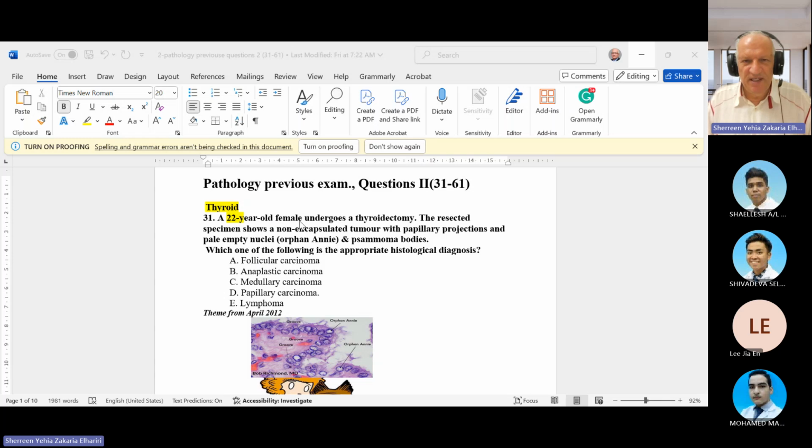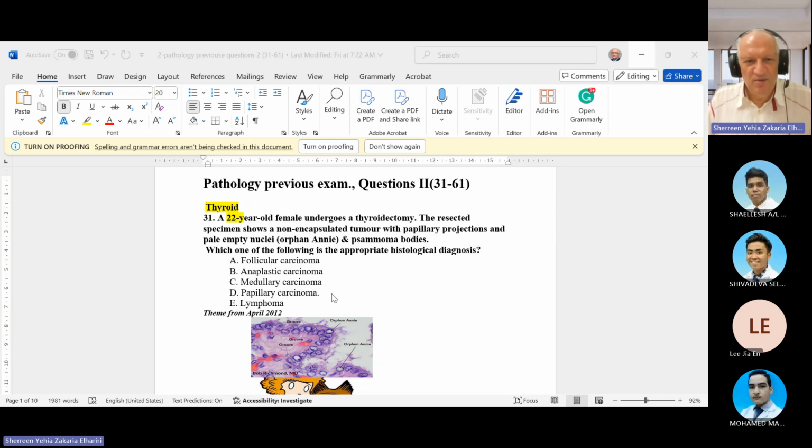A 22 years old female undergoes thyroidectomy. The resected specimen shows a non-encapsulated tumor with papillary projection and pale empty nuclei, what we call Orphan Annie, and psammoma bodies. Psammoma body is microcalcification. Which one of the following is the appropriate histological diagnosis? This is a common question, and also common in our undergraduate IMU.